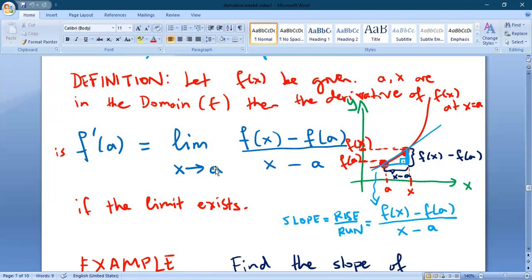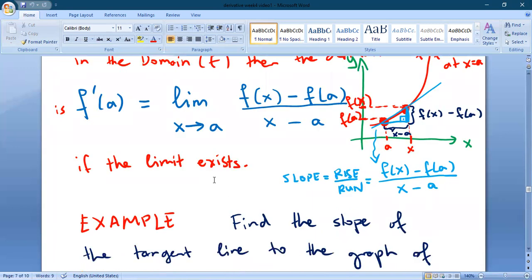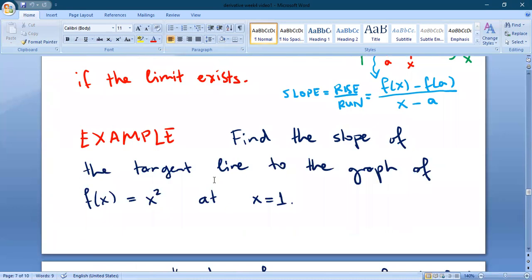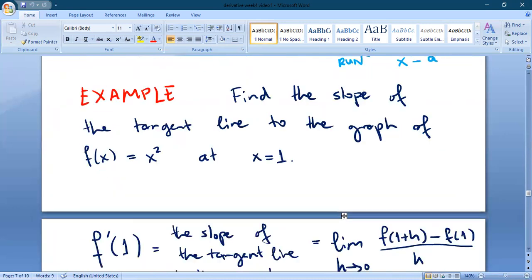to the slope of the tangent line, because we are going to be making the second point (x, f(x)) get closer and closer to the original point. So if this limit exists, then we say f is differentiable at the point a. Here is an example. Find the slope of the tangent line to the graph of x squared at x equals 1.